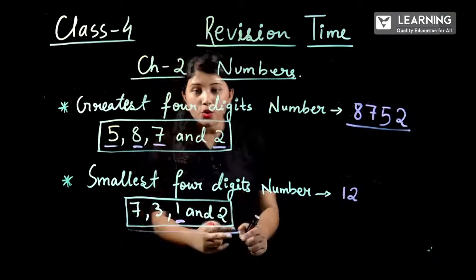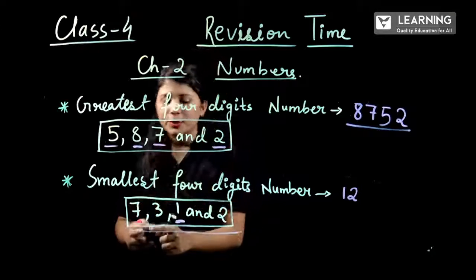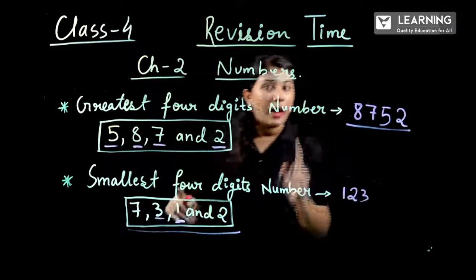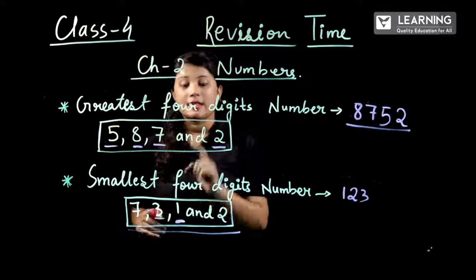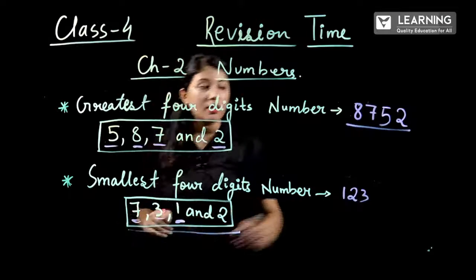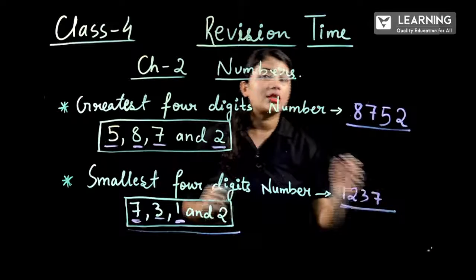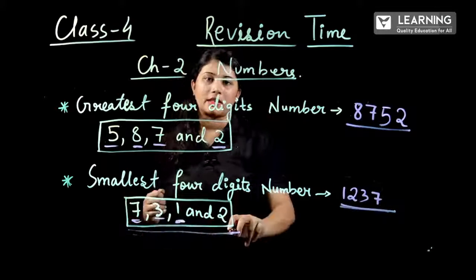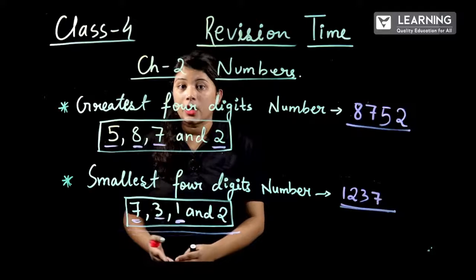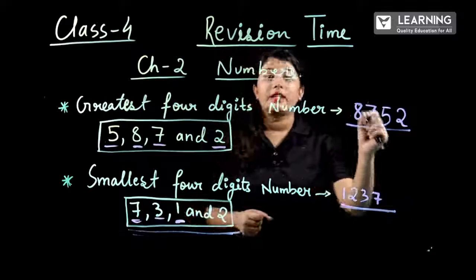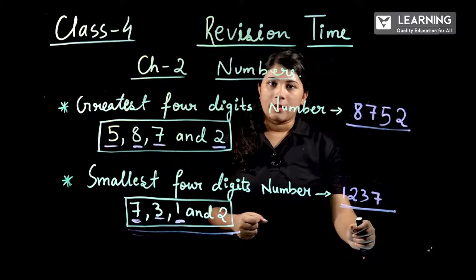After 1, we see 2. After 2, 3. Then most of the numbers are missing. But after 6, 7. We see 7 over here. We will write 7. So, this is the smallest number in this sequence. With the help of the sequence, we will write the greatest number and the smallest number.